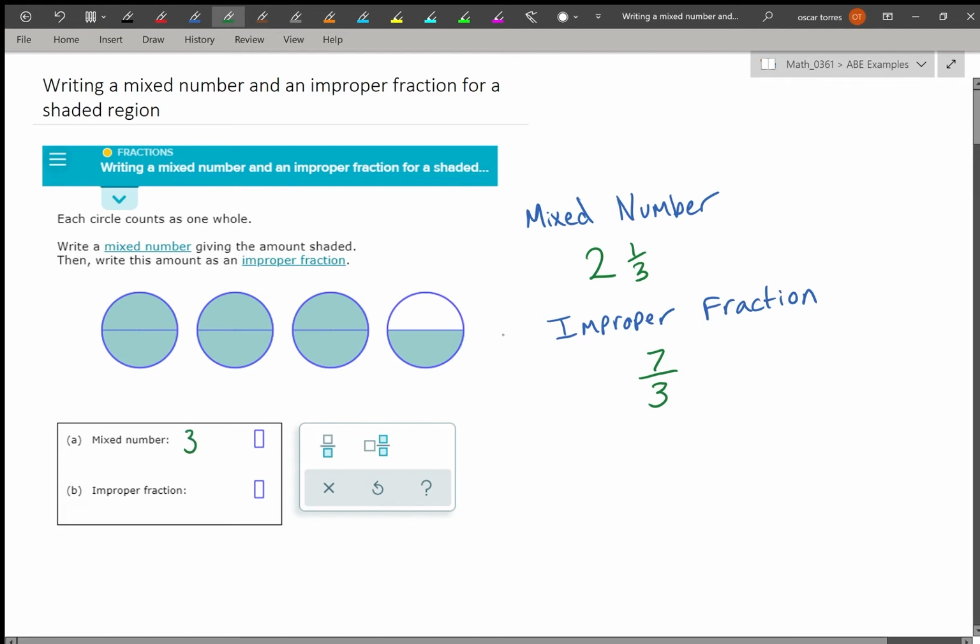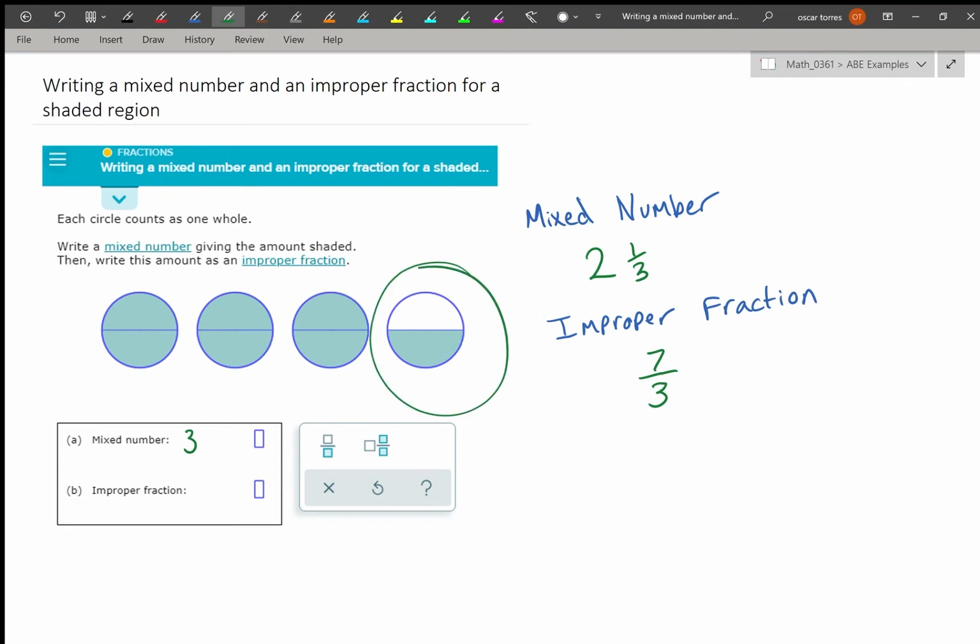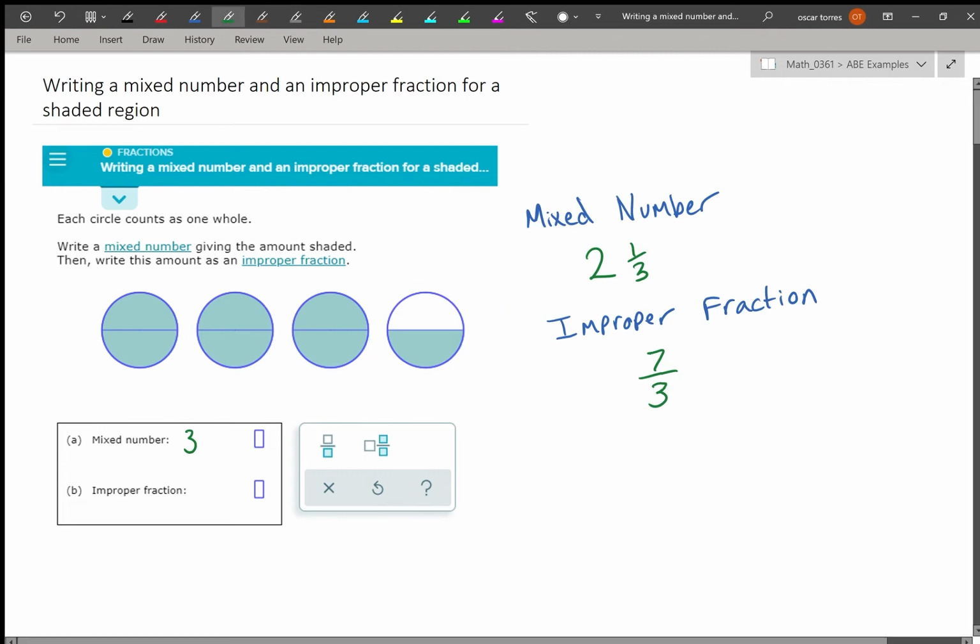Then we're going to look at the remaining circle, which is split up into 2 sections, and we have one of those sections shaded. So our fraction is going to be 1 out of those 2 sections. This is my mixed number for this entire figure. We have 3 entire circles, and then we have 1 out of 2 of this circle filled in.